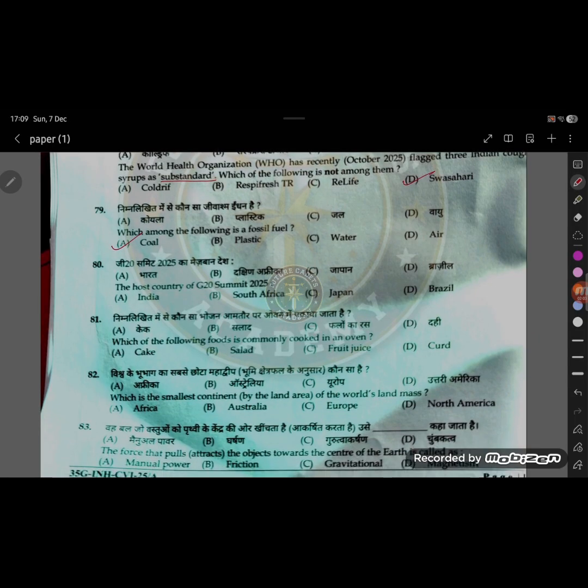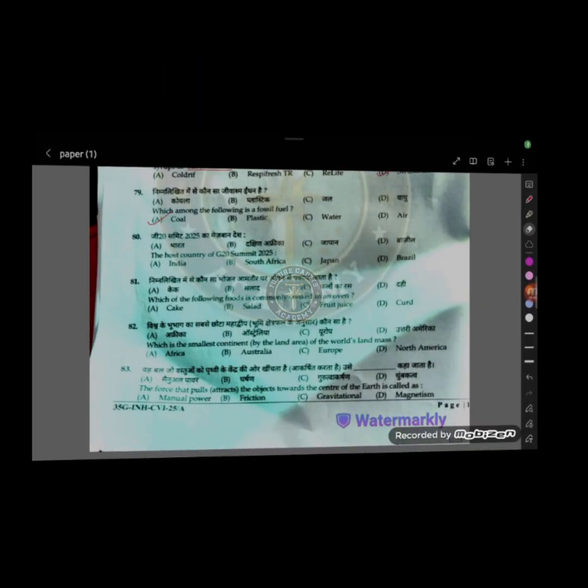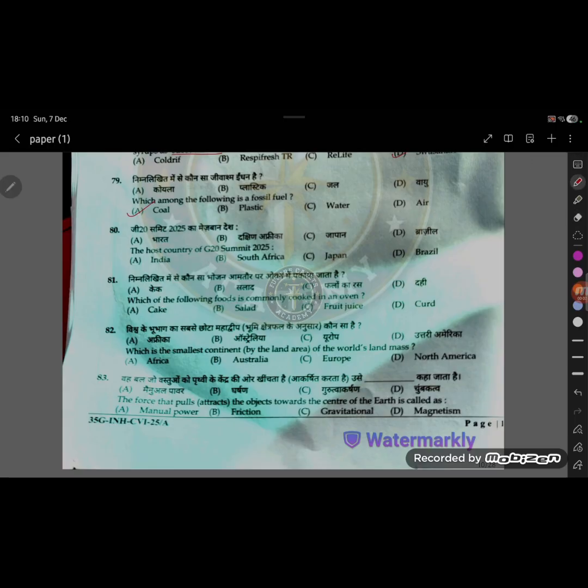Now question number 79 is about fossil fuel. Coal is a fossil fuel. Question number 80 is about the host country of G20 Summit 2025, which was South Africa.